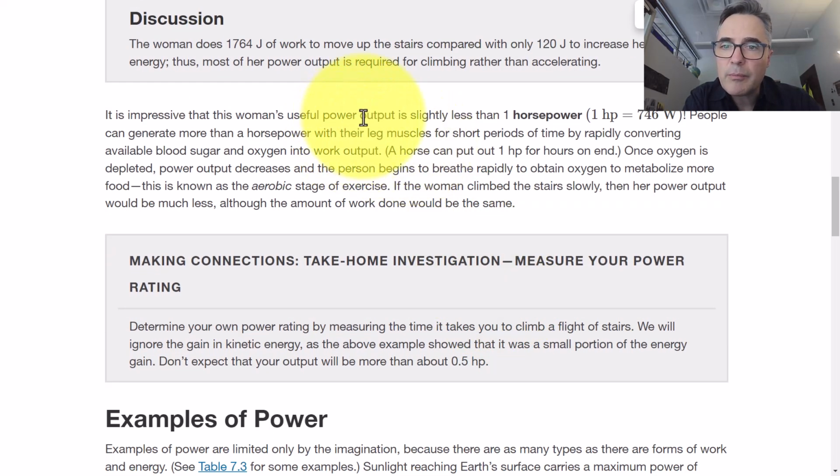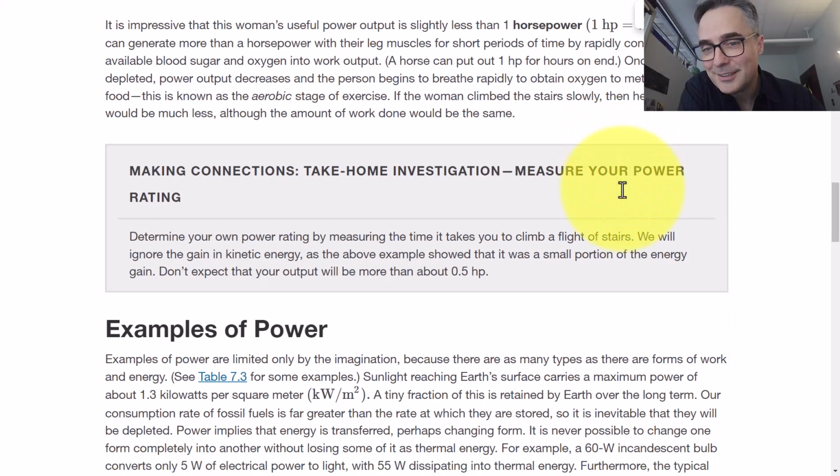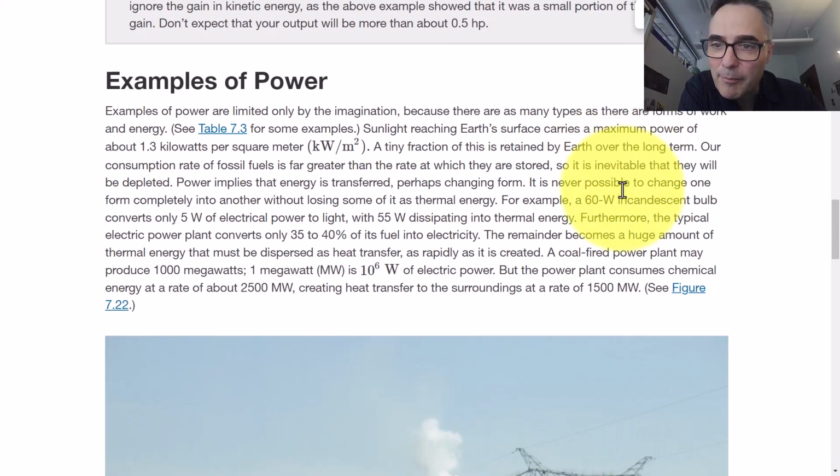It's impressive that this woman's useful power output is slightly less than 1 horsepower. A horsepower, as you may have heard of outboard engines being rated in horsepower, just means 746 watts. People can generate more than a horsepower with their leg muscles for short periods of time by rapidly converting available blood sugar and oxygen into work output. But a horse can put out 1 horsepower for hours on end. So that's where it's an old unit of power.